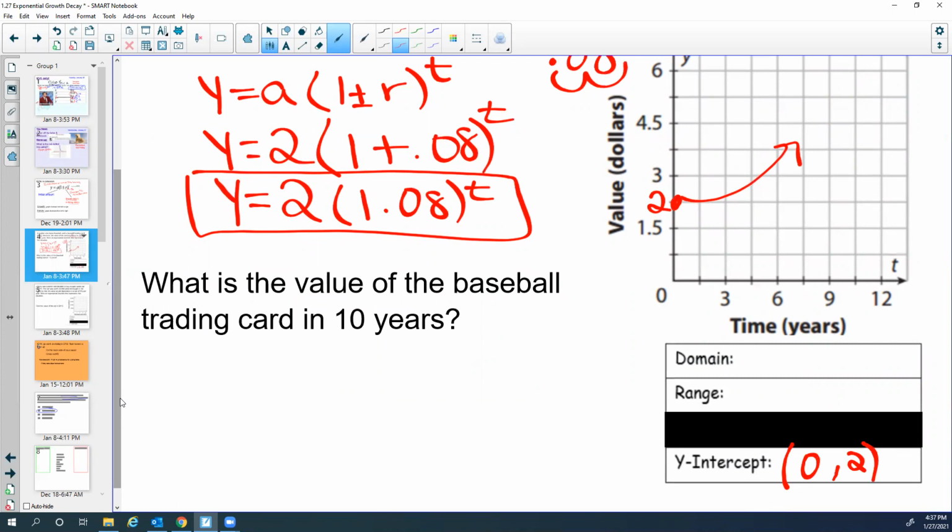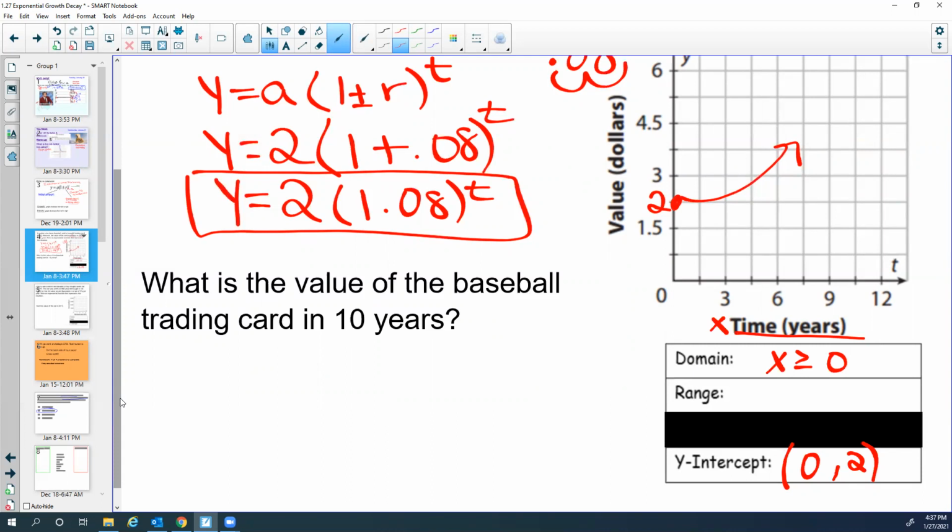When it comes to the domain, in the majority of cases, domain is all real numbers. But in our case, it's not going to be that because we cannot have negative time. Time is my x's. I can't have a negative amount of time. So my domain is going to be x is greater than or equal to 0.